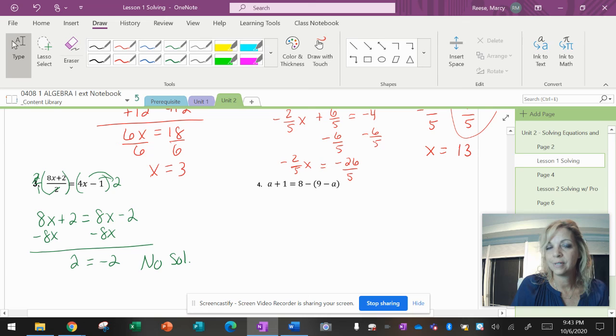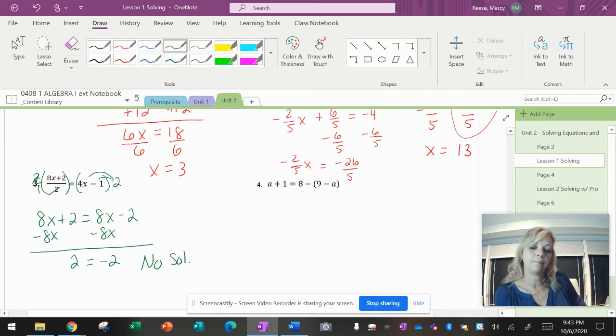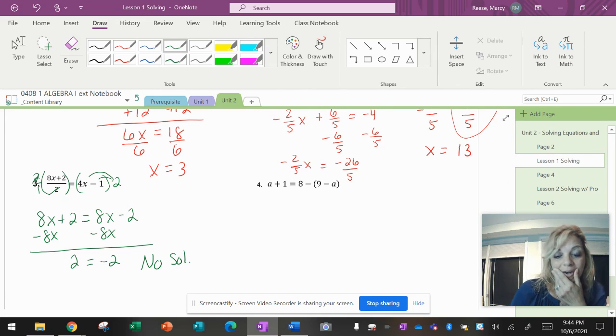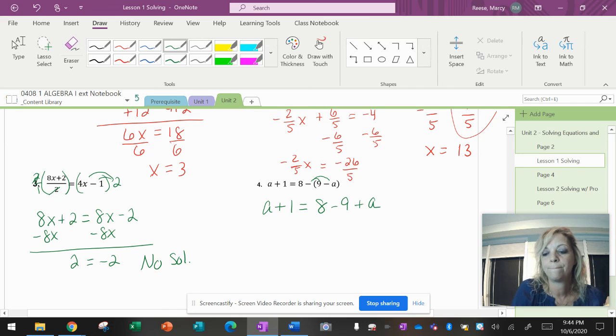Okay, last one. This is it for today. I've got an a plus 1, so there's nothing I can do on that left side. But on the right side, I got an 8 minus parentheses 9 minus a. So I see a negative. I'm going to distribute that negative just like we did with polynomials the last unit. You're just going to literally flip the sign. So then positive 9 becomes a -9. The negative a becomes a positive a, right? And then I'm going to combine like terms. So I got an 8 minus 9 is -1.